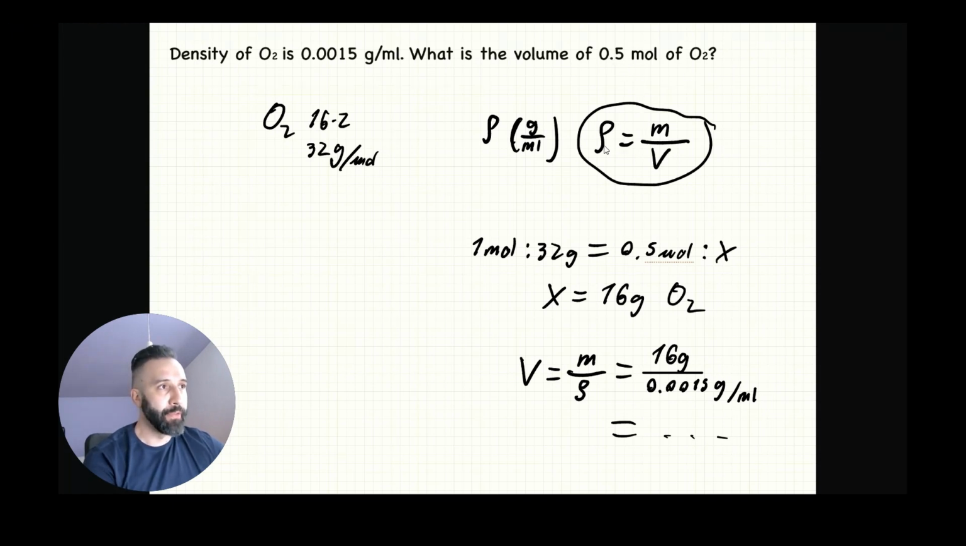They gave me density, so I've got this. They want me to calculate V, but I don't have mass. But I have moles, and I know it's oxygen, so it's easy to calculate the mass. 1 mole is 32 grams, and 0.5 moles is how many? So I get 16 grams. I put this into the equation, and I'm done.